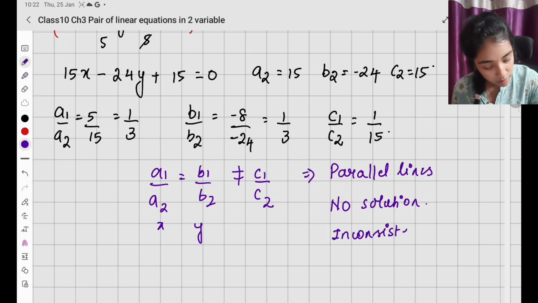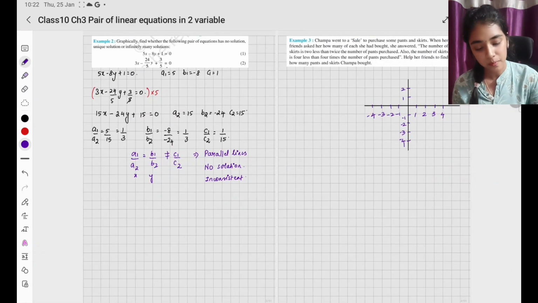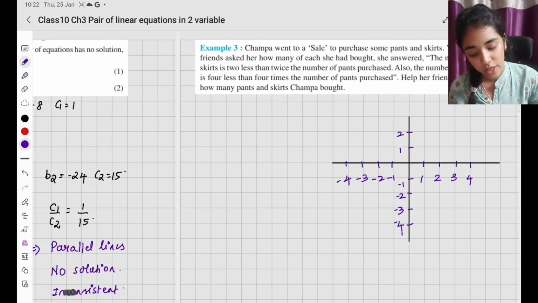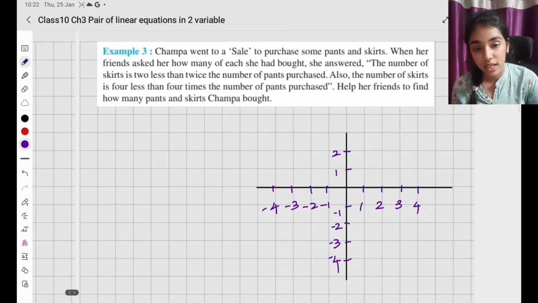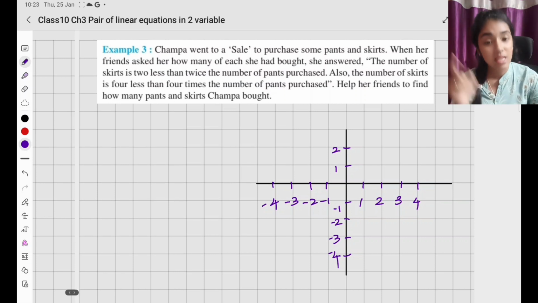Okay? Write the example down in all 3 ways like this. So this is going to be inconsistent. Okay? Please copy. Now, example 3. Until now we were given equations directly with numbers, now we are going to look at word problems. In word problems, we first derive the equations and then solve.